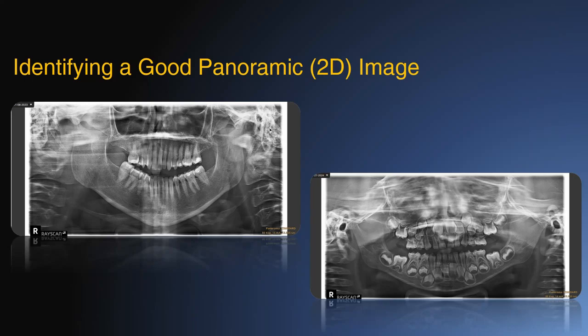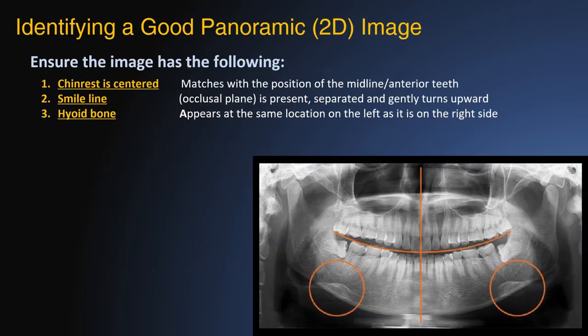Identifying a good panoramic 2D image. When capturing an image, you want to ensure that the image has the following. 1. That the patient's chin is centered. It matches with the position of the midline and the anterior teeth. 2. That the smile line or the occlusal plane is present, separated and gently turned upward. 3. The hyoid bone appears at the same location on the left as it is on the right side.